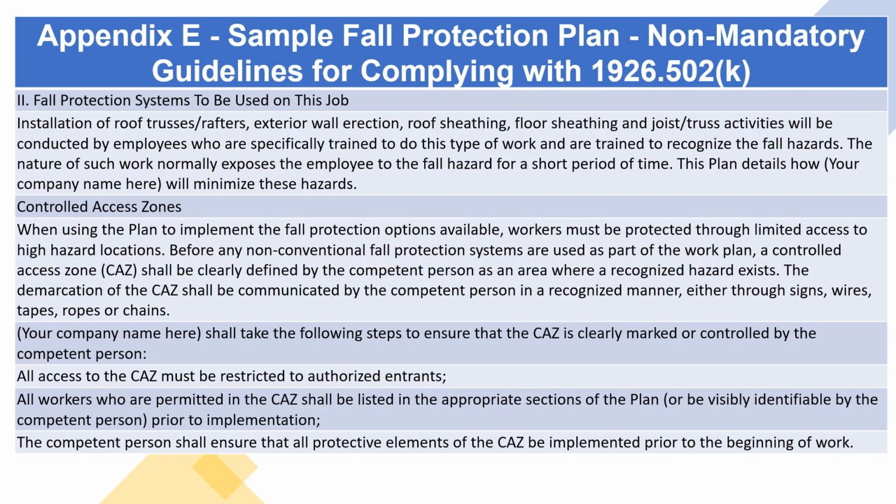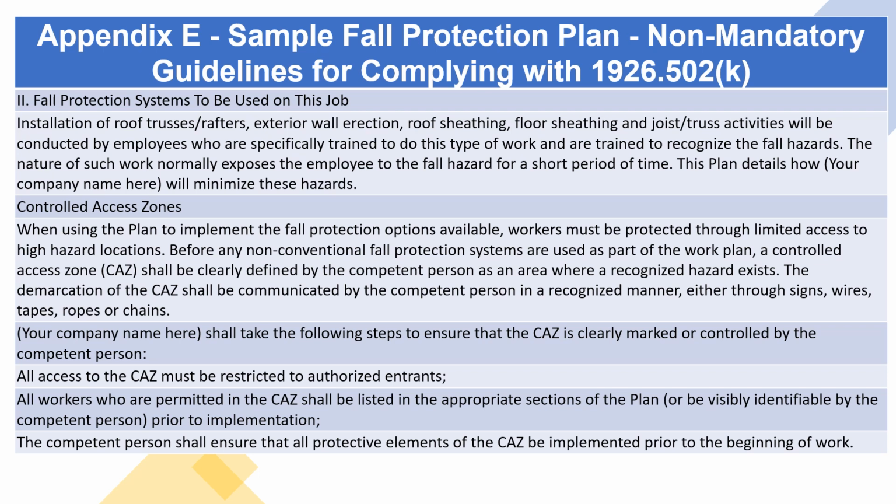2. Fall protection systems to be used on this job. Installation of roof trusses/rafters, exterior wall erection, roof sheathing, floor sheathing and joist/truss activities will be conducted by employees who are specifically trained to do this type of work and are trained to recognize the fall hazards. The nature of such work normally exposes the employee to the fall hazard for a short period of time. This plan details how your company name here will minimize these hazards.